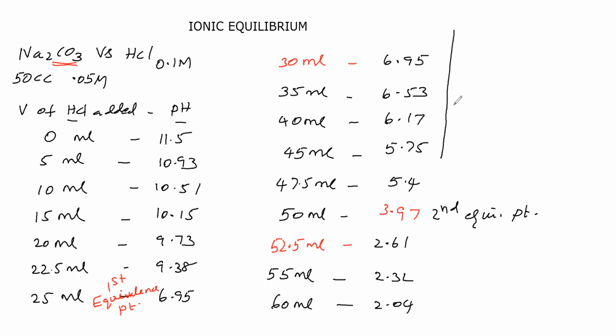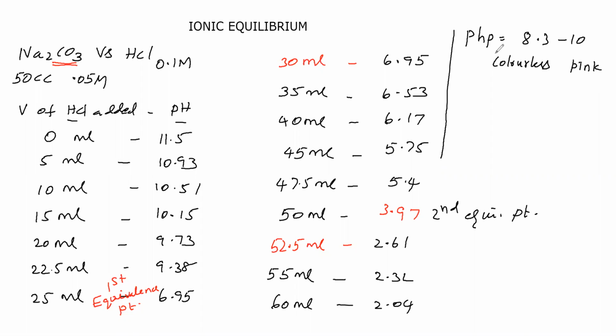Now we will see which indicator we can use depending on the requirement. First we will take the phenolphthalein indicator and see which equivalence point it will give. Its pH range is 8.3 to 10. Up to 8.3, phenolphthalein gives colorless. From 10 onwards, phenolphthalein gives pink color.